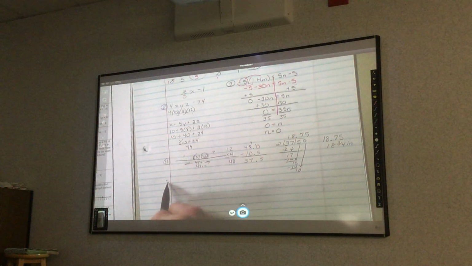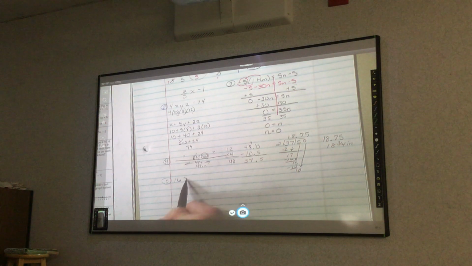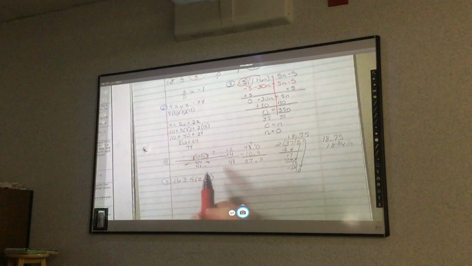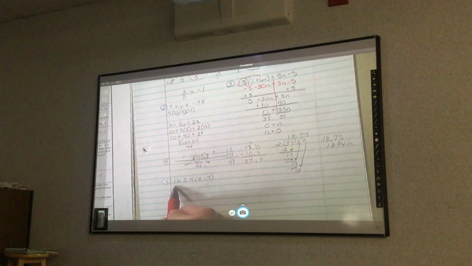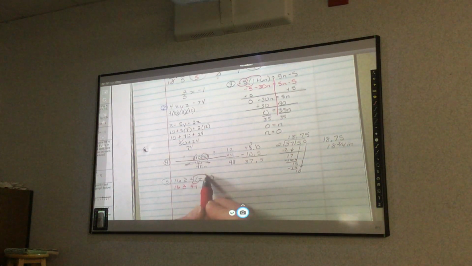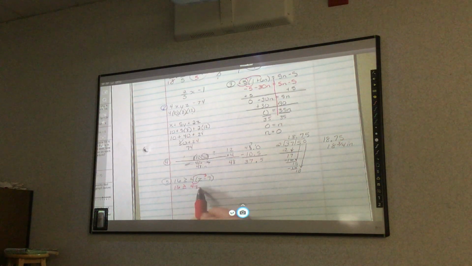Number 5: 16 is greater than or equal to 4 times the quantity z minus 7. What do I need to do? Distributive property. So I'm just going to leave the 16. 16 is greater than or equal to 4 times z, which is 4z. 4 times a negative 7 is a negative 28.